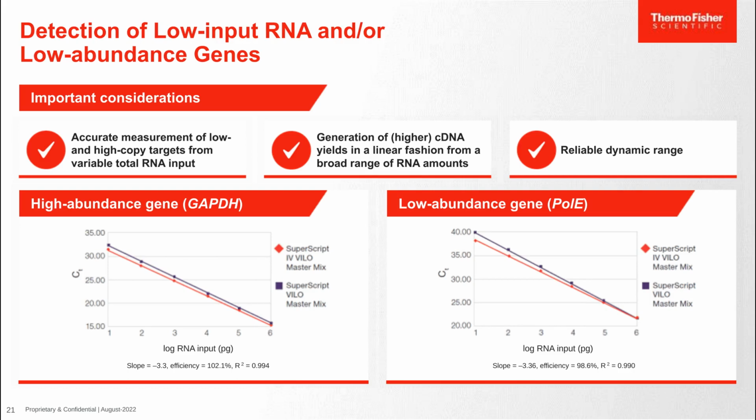The SuperScript IV VILO master mix, however, shown in red, does have lower CT values, meaning that it is more efficient and provides higher cDNA yields with the same high linearity across the widest range of RNA inputs. If you are working with small RNA quantities, make sure to test the dynamic range of your enzymes and ensure that your setup will effectively work with your low input RNA sample.